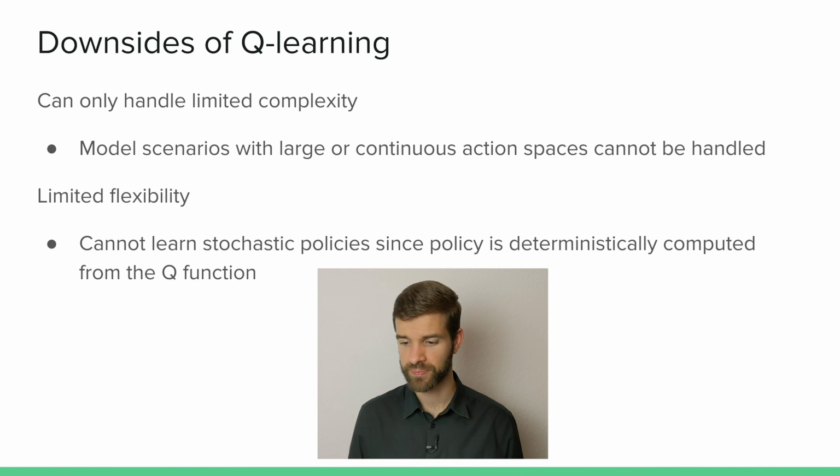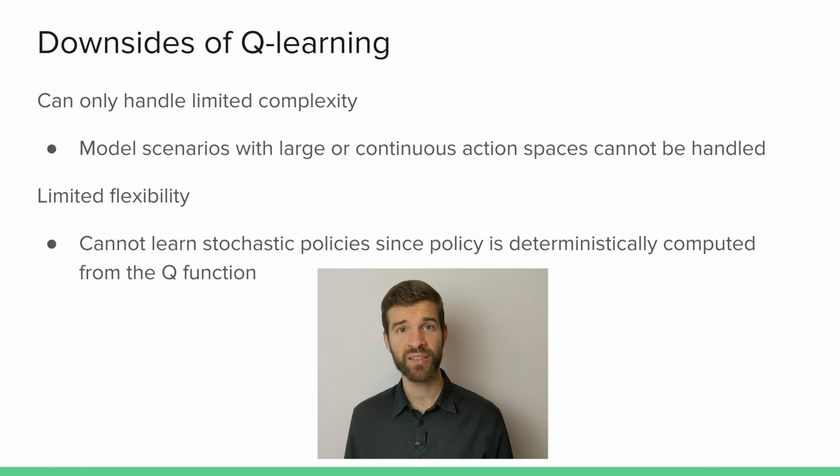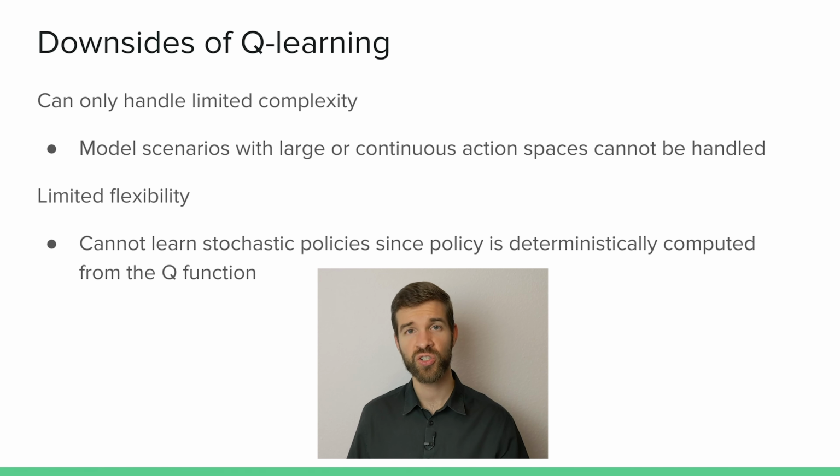In terms of flexibility, Q-learning is a bit limited as it cannot learn stochastic policies, because the policy is deterministically computed from the Q function. We know how we get from the Q function to the policy by just taking whatever action gives us the highest reward. And if the next state has a random component, that means it's stochastic, we cannot handle this stochastic process with Q-learning.